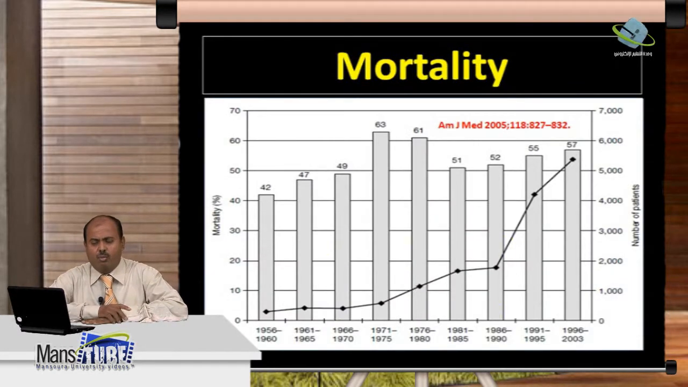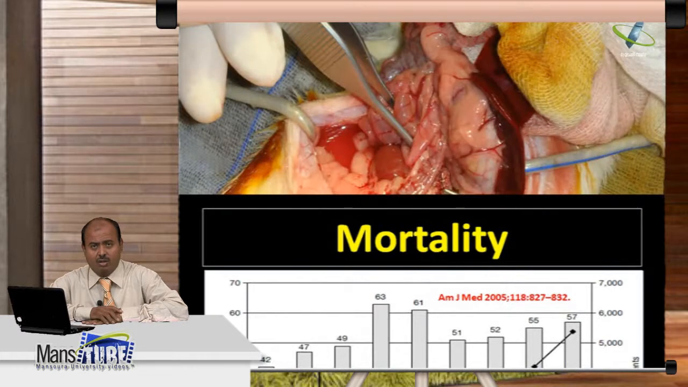This is one of the ugliest slides because it shows that mortality doesn't change through the decades of acute kidney injury. The column reflects the mortality for a certain time period, and this line reflects the number of patients in each study. So the mortality ranges from 40% to 57%. Although there are advancements in diagnosis, facilities, and medicine in general, mortality is still high in patients with acute kidney injury.